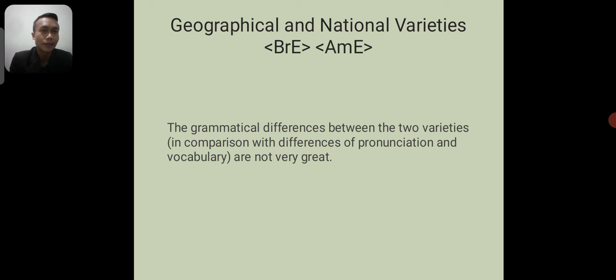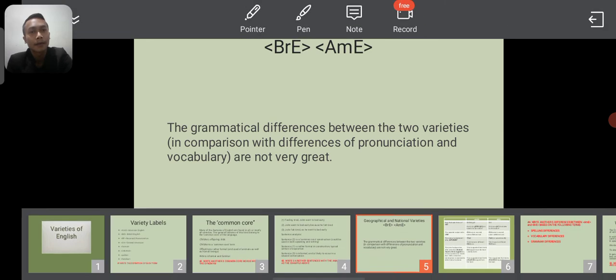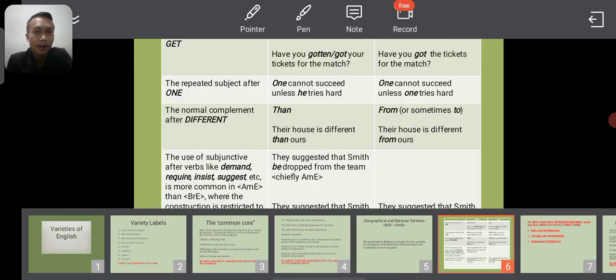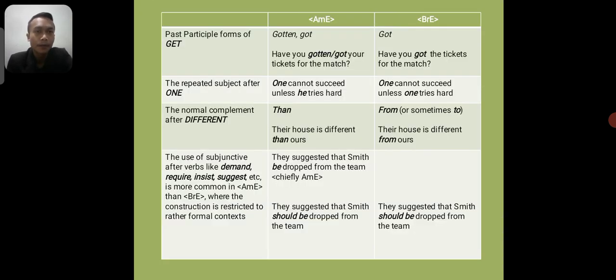The next slide. We have geographical and national varieties between British and American. The grammatical differences between the two varieties, in comparison with differences of pronunciation and vocabulary, are not very great. Next slide. Yes. Past participle forms of get.